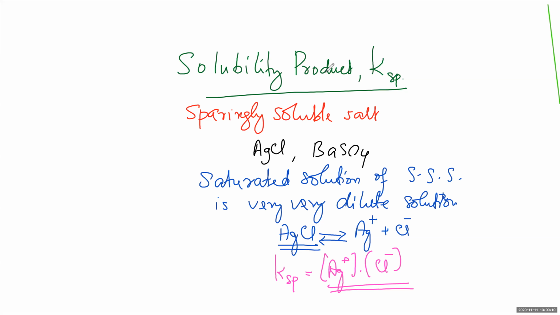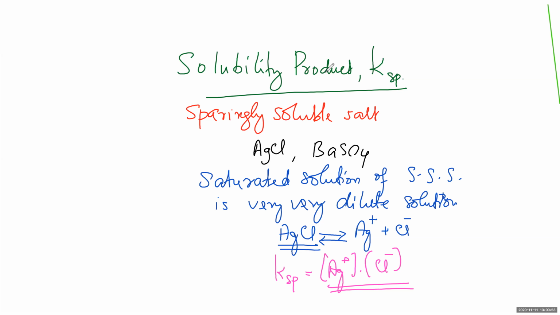So in general, the solubility product of a sparingly soluble salt is the product of the concentrations of the ions in the saturated solution. The concentrations will be constant, so the product is also a constant. So Ksp is a constant at constant temperature.